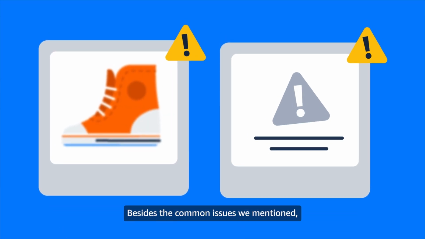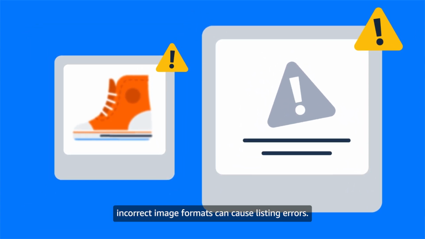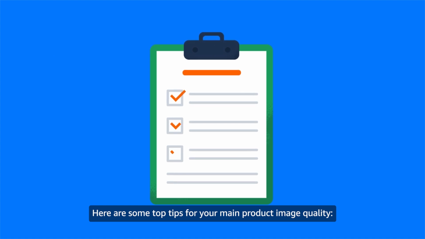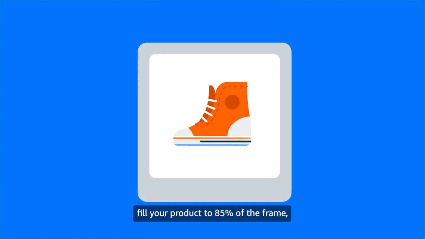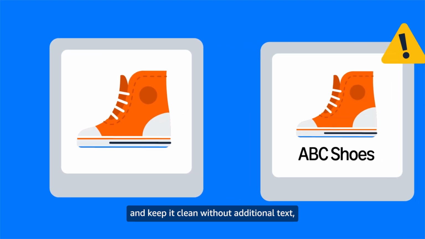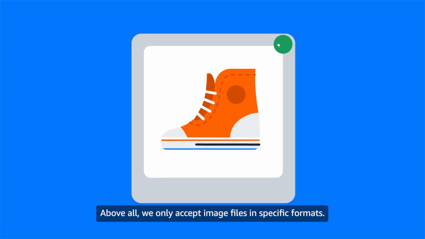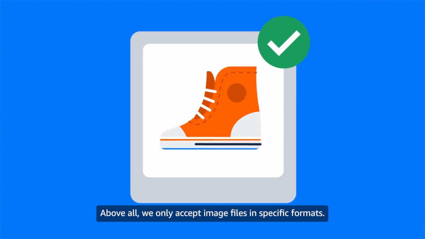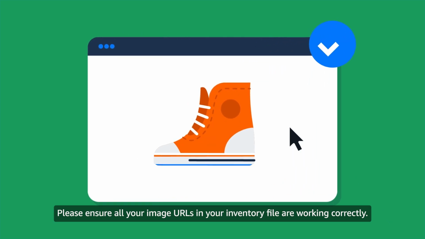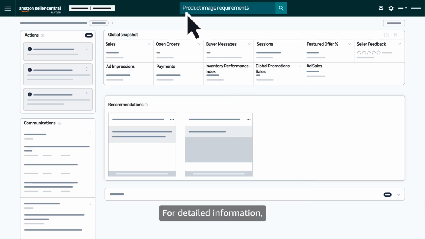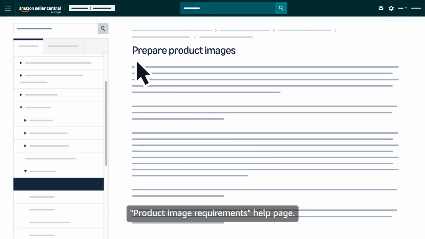Besides the common issues we mentioned, poor image quality or incorrect image formats can cause listing errors. Here are some top tips for your main product image quality. Use a pure white background, fill your product to 85% of the frame, and keep it clean without additional text, logos, or watermarks. Above all, we only accept image files in specific formats. Please ensure all your image URLs in your inventory file are working correctly. For detailed information, visit Seller Central and search for the Product Image Requirements help page.